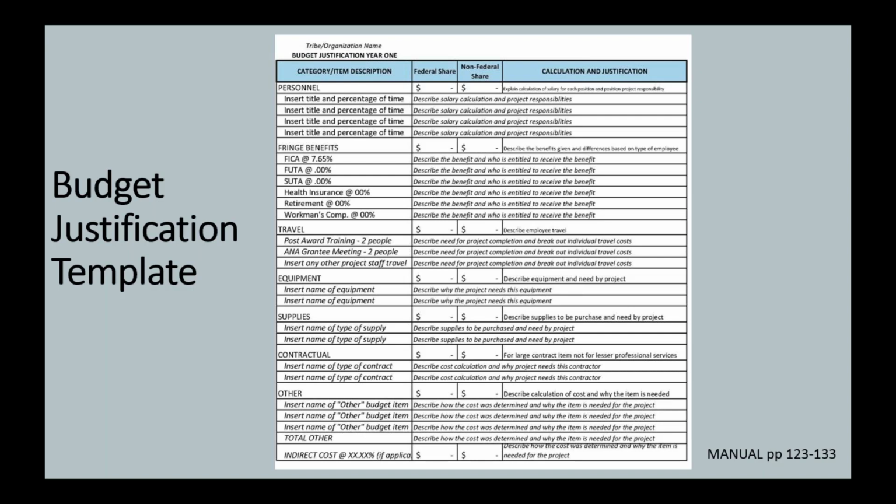Which brings us down to the indirect cost rate. So if your organization has a negotiated indirect cost rate, you're going to insert that amount and it will calculate as well and then add it right into the template. And you're going to include your most recent indirect cost rate in the appendices.